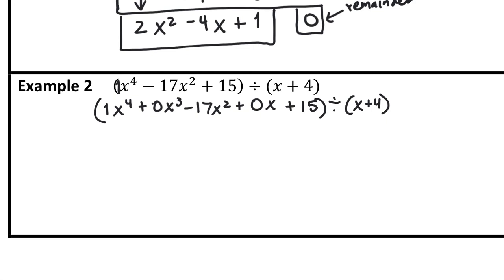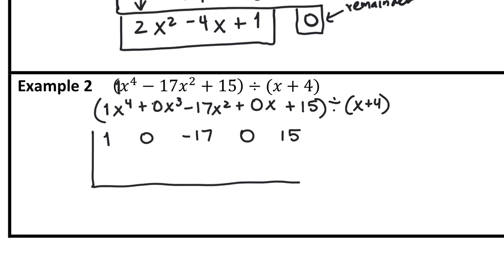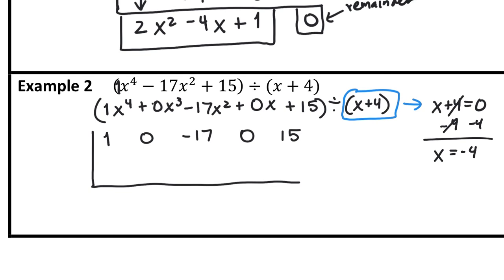Okay, now let's write the coefficients. So I have 1, I have 0, I have negative 17, I have 0, I have positive 15. Then what do I do? I take this term here, set it equal to 0, and solve for x. So minus 4 minus 4, x equals negative 4. So negative 4.